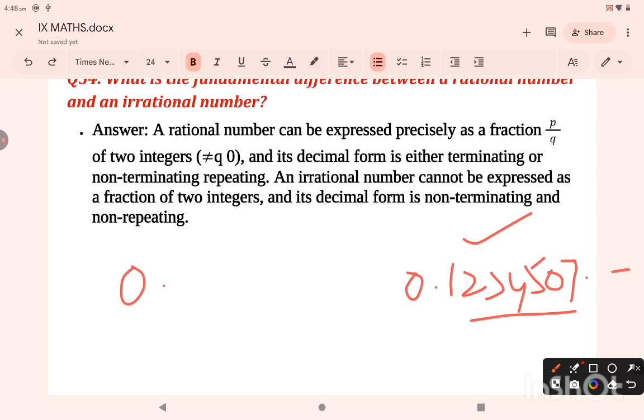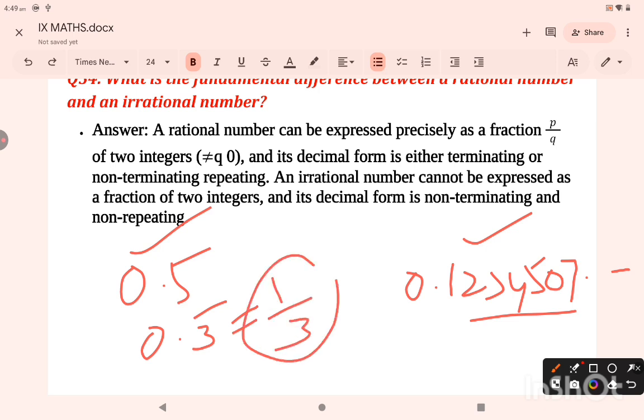Suppose 0.5 is a terminating decimal. This can be expressed in the form of p by q. Therefore, this is a rational number. This is terminating. 0.3 bar is a non-terminating repeating decimal. This can be expressed in the form of p by q. So this is equal to 1 by 3. This is in the form of p by q. So those are the major differences between rational and irrational.